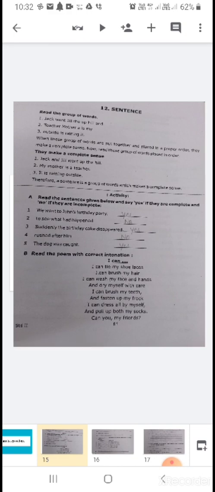Fifth, "The dog was caught." It gives a meaningful sentence. Yes.